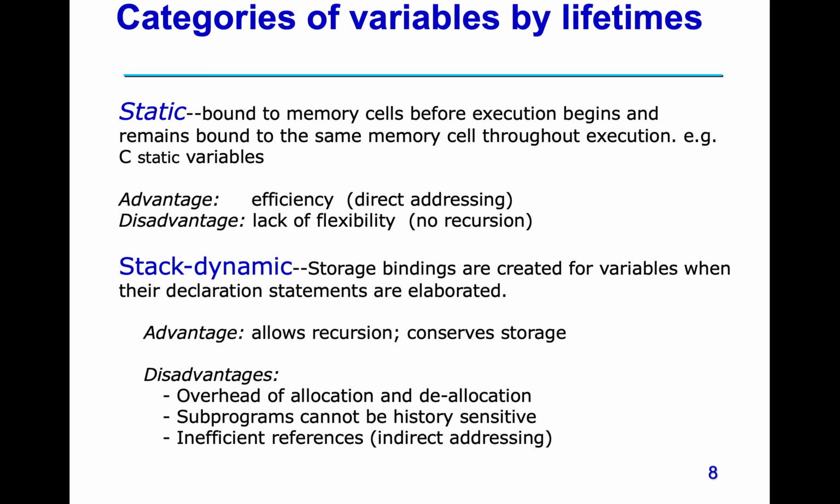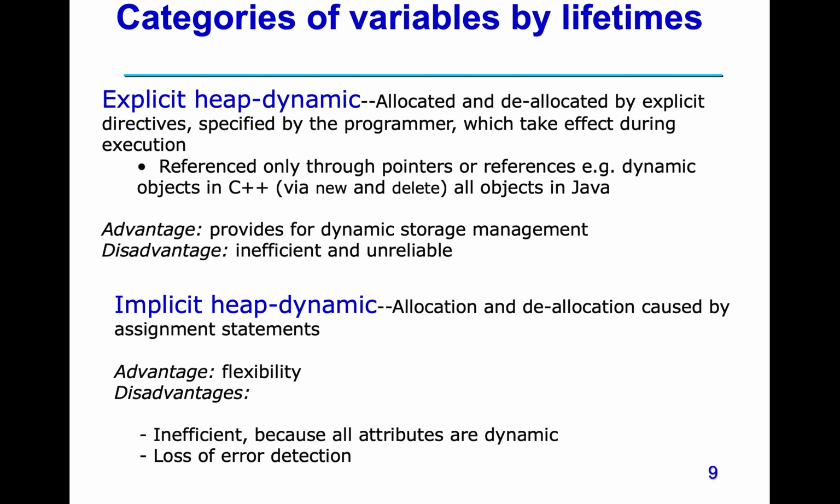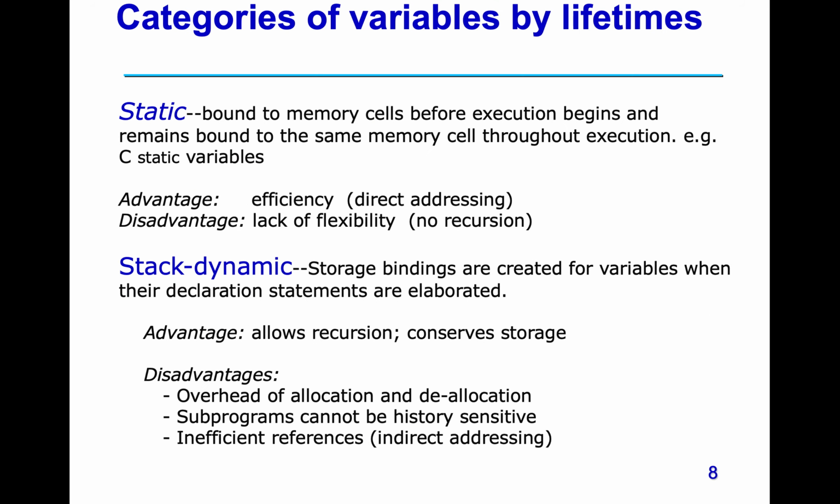The static and the stack dynamic. And if we go on to the next slide, we see we have explicit heap dynamic and implicit heap dynamic. I want to review these for you just because I don't have a board to write on, so I have to basically talk you through it. But static variables are the classic C static variables. They're allocated by a stack entry, and they generally are bound to memory before the execution begins, and they remain bound to the same memory cell throughout the execution of the program. They end up in the lower part of the memory.